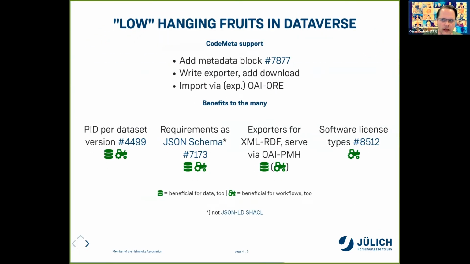So what would be low-hanging fruits here? Of course, adding another code metadata block is one of the first steps to take. There's actually a long-standing pull request, and it hasn't received much love, but I'm going to change that very soon. So we hopefully have out-of-the-box codemeta support, at least in terms of a metadata block. Another low-hanging fruit would be writing an exporter. So I'm going to create a pull request for that, and so on and so forth.